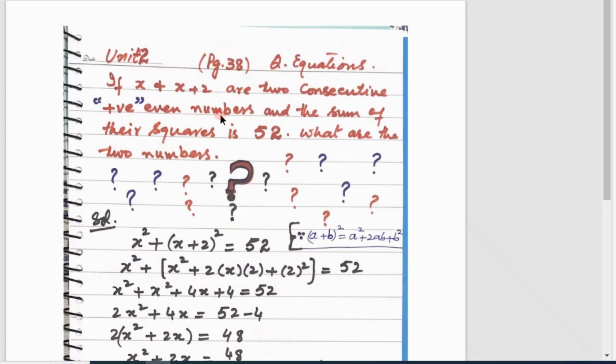Actually, sometimes in the papers or in books it is written: if there are two consecutive positive even numbers such that the sum of their squares is so and so, what are the two numbers. Even if this statement or that statement is written, there's no problem at all. In both cases, when you have two consecutive positive even or odd numbers, you will suppose two numbers x and x plus 2.